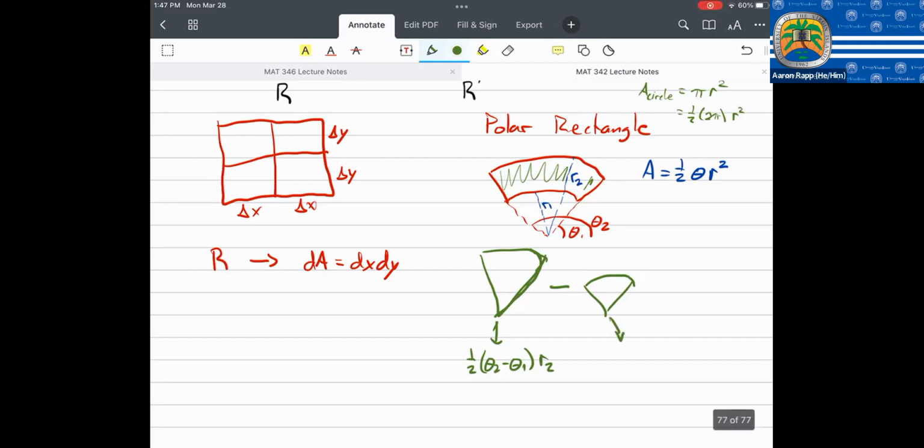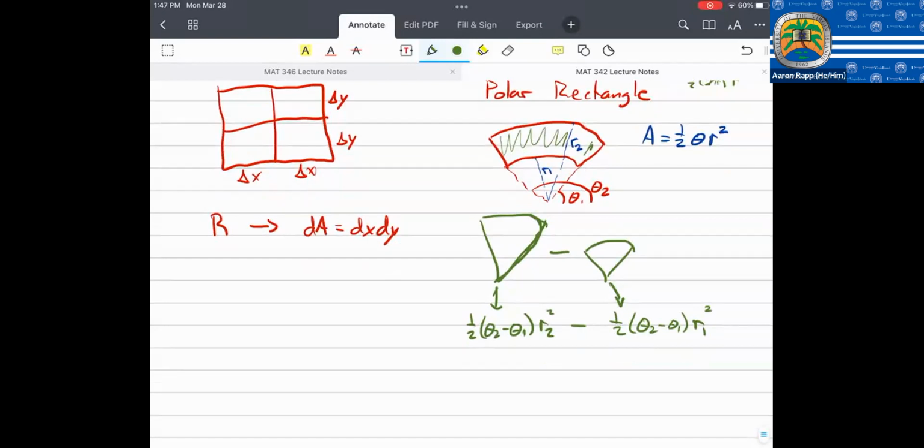That inner sector of area is 1/2 the difference in my angles, to figure out how far I've traveled in total going from one edge of this region to the other, times R1 squared. Meaning, hey, what do these both have in common? Well, 1/2 times theta 2 minus theta 1. Then I multiply that by R2 squared minus R1 squared.